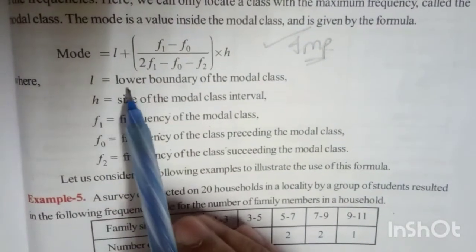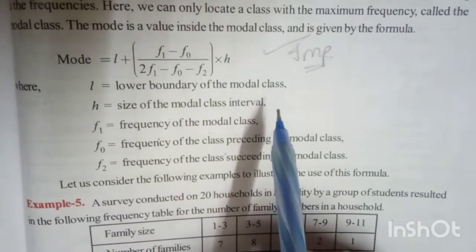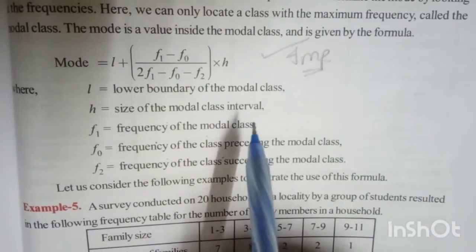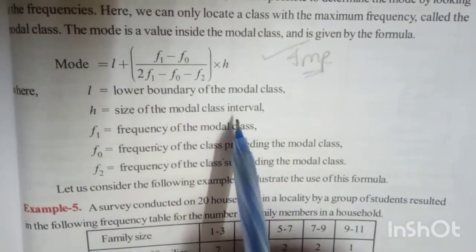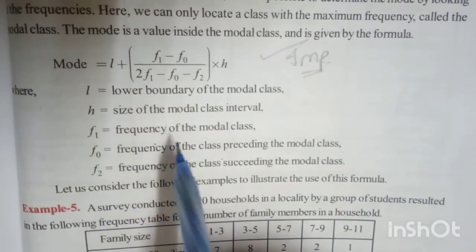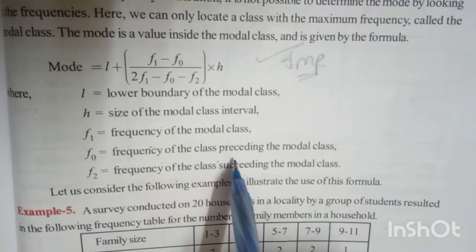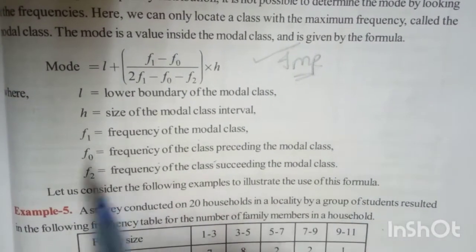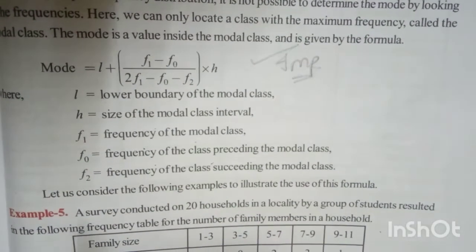So L is equal to the lower boundary of the modal class. We will be choosing the modal class from the given data, and from there we will be obtaining all these values. h is the size of the modal class interval, and f1 is the frequency of the modal class, f0 is the frequency of the class preceding the modal class, f2 is the frequency of the class succeeding the modal class. So let us do it.